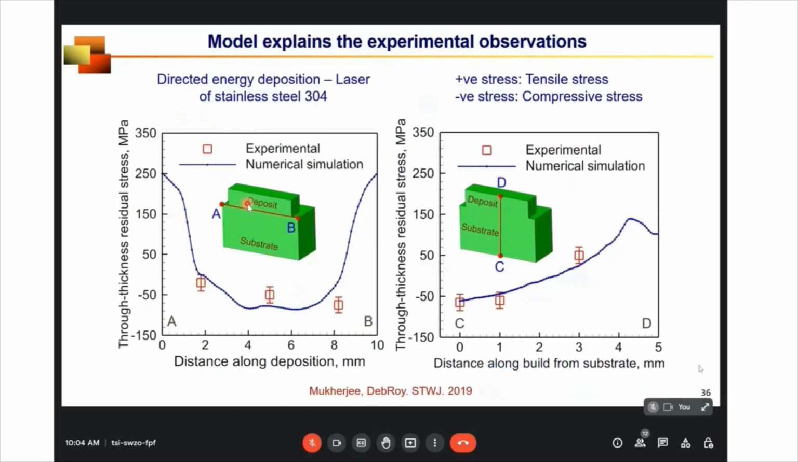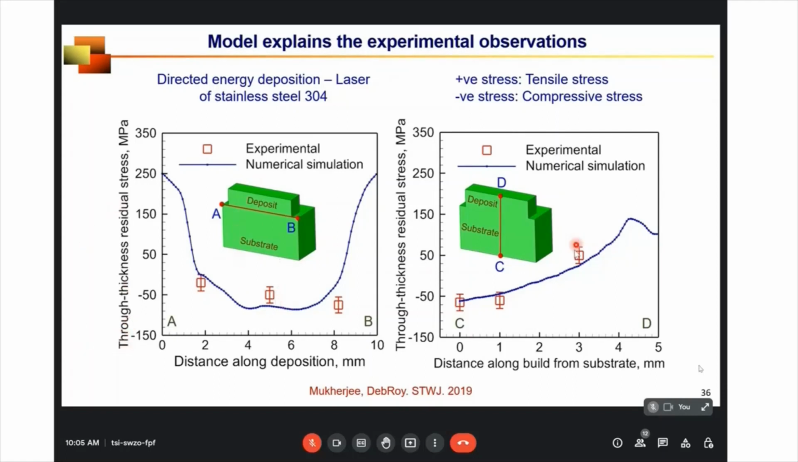To see how well the calculations are, I also took two examples along AB, which is along the deposit, and along CD, which is along the vertical direction. And for both cases, the experimental measurements were done for through thickness residual stress. So along the longitudinal direction, we have longitudinal stress, along the width direction, transverse stress, and along the vertical direction, this is called through thickness residual stress.